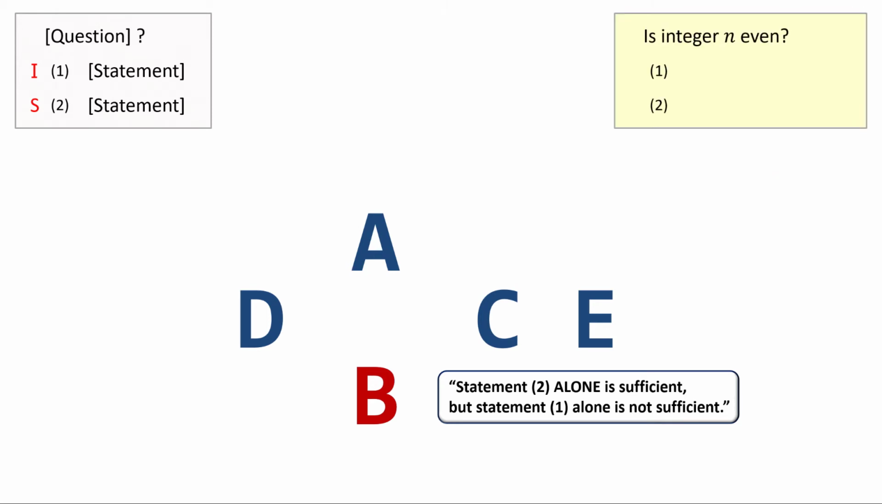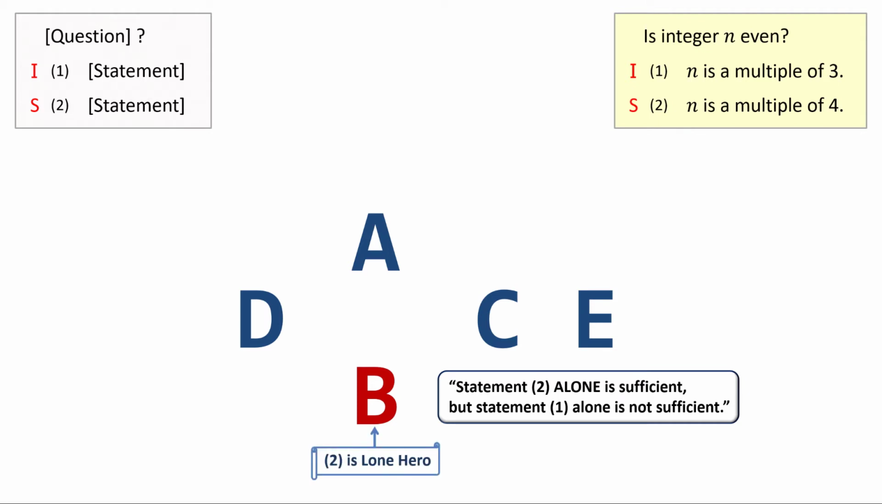To get an example where B is correct, let's modify the example we just used for A. We'll keep the same question, but we'll move the old statement 1 into position 2, and move the old statement 2 into position 1. In this new configuration, statement 1 is insufficient, and statement 2 is sufficient. So the answer is B. In terms of our analogy, B is correct when statement 2 is the lone hero.